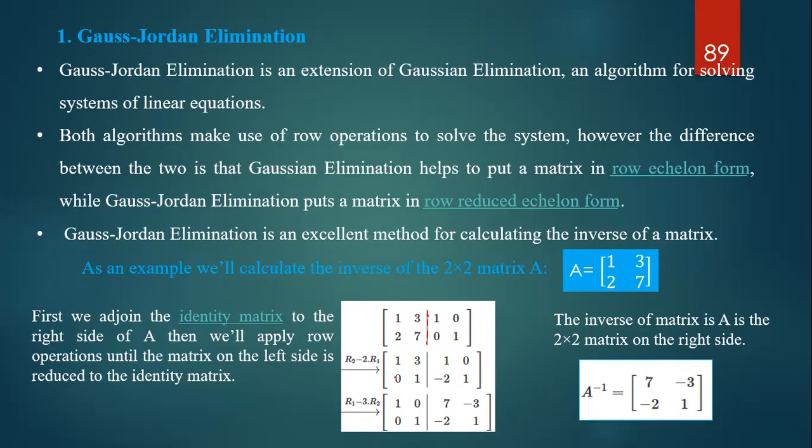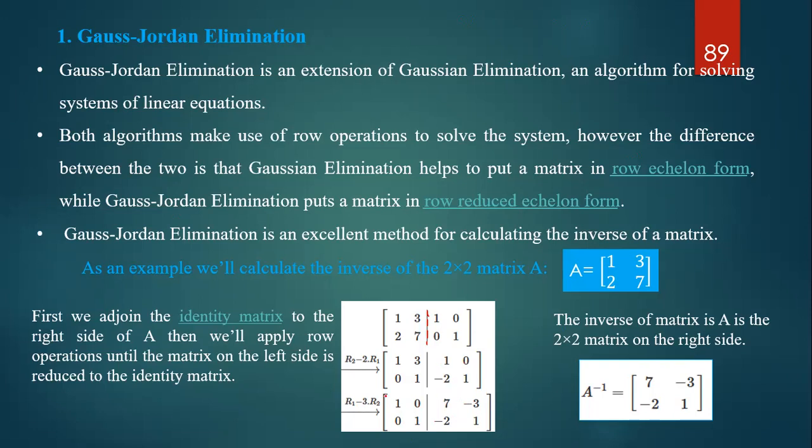Now, once we do this, let's reduce the rows. Row 2 is reduced by 2 times row 1, which means we get this matrix here, and on this side we get 1, 0, minus 2, 1. Further, row 1 is reduced by 3 times row 2. By doing that, we get 1, 0, 0, 1 here, and there 7, minus 3, minus 2, minus 1.